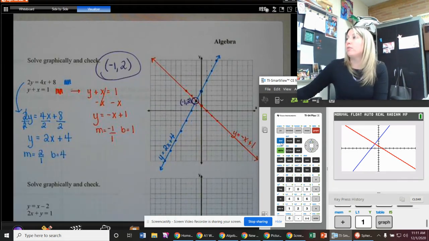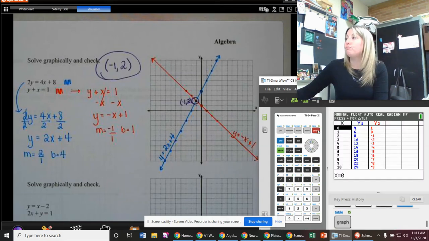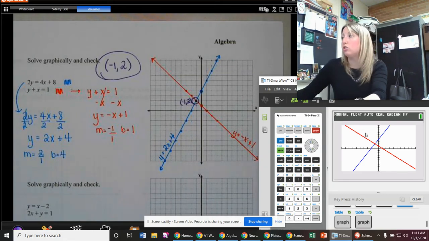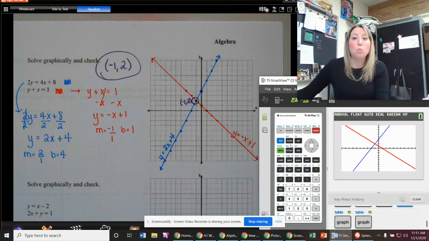Here's how you do that. Press second and graph. What I want you to notice is this starts at 0 because I had recently reset this graphing calculator. So I have to arrow up and down to change the X values. Now I'm going to press graph again just to go back to the picture. Where do I think the intersection point is? -1, 2.